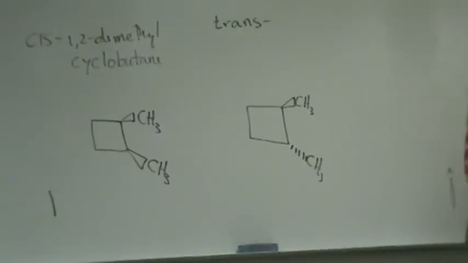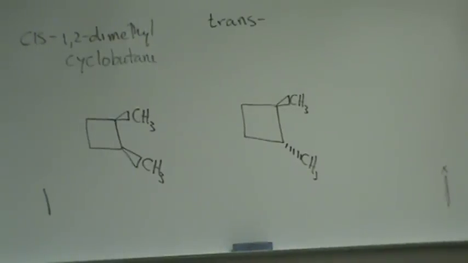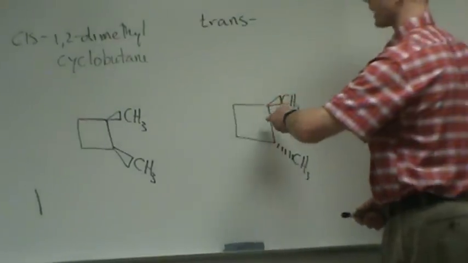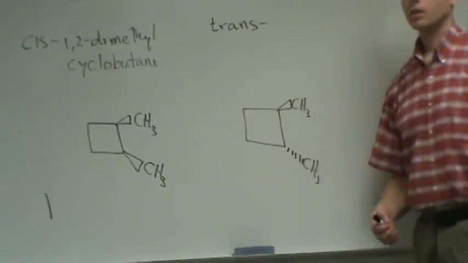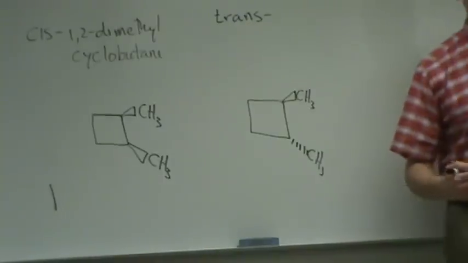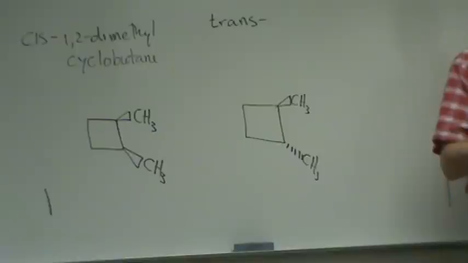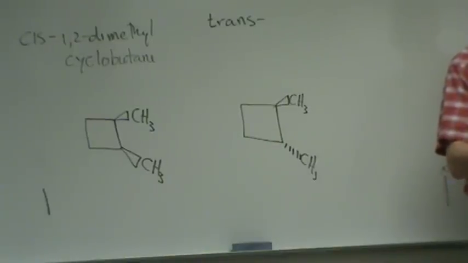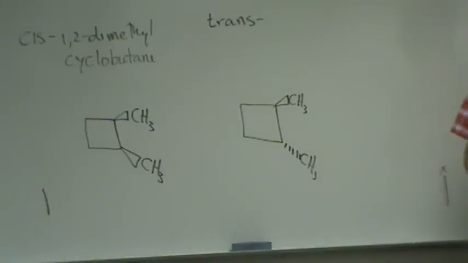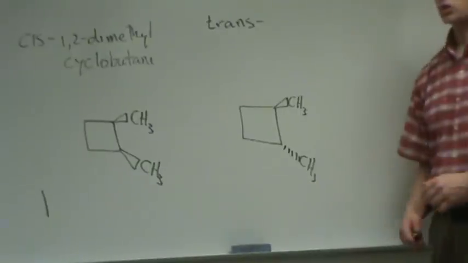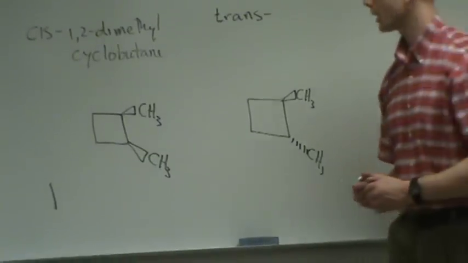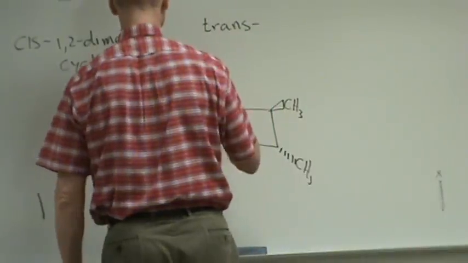So these two are isomers of each other, and the way we designate these special kinds of isomers is by cis and trans. You cannot convert the cis to the trans. These rings are stuck. You can't rotate in a ring. So if it's cis, it stays cis. If it's trans, it stays trans. So these are two different molecules.